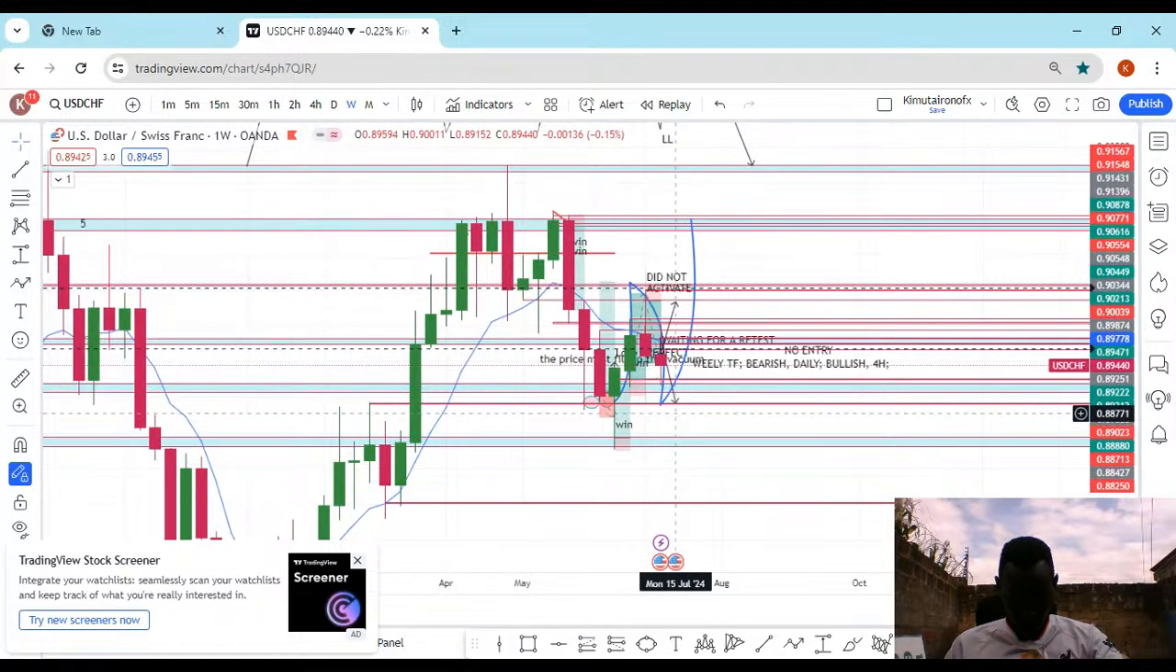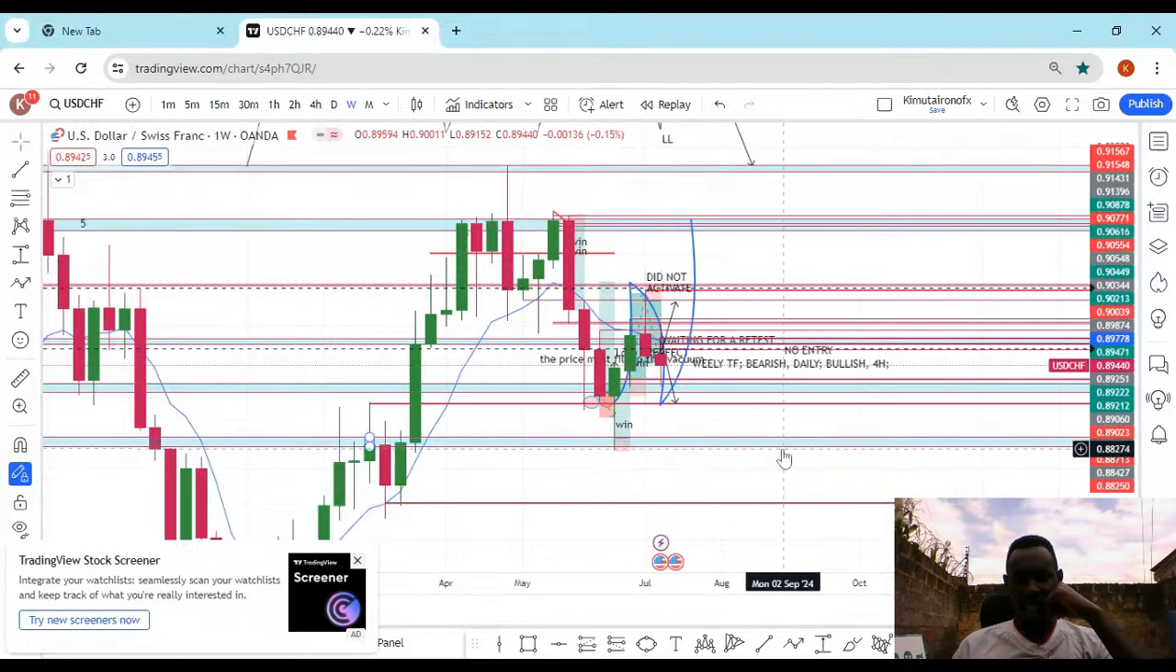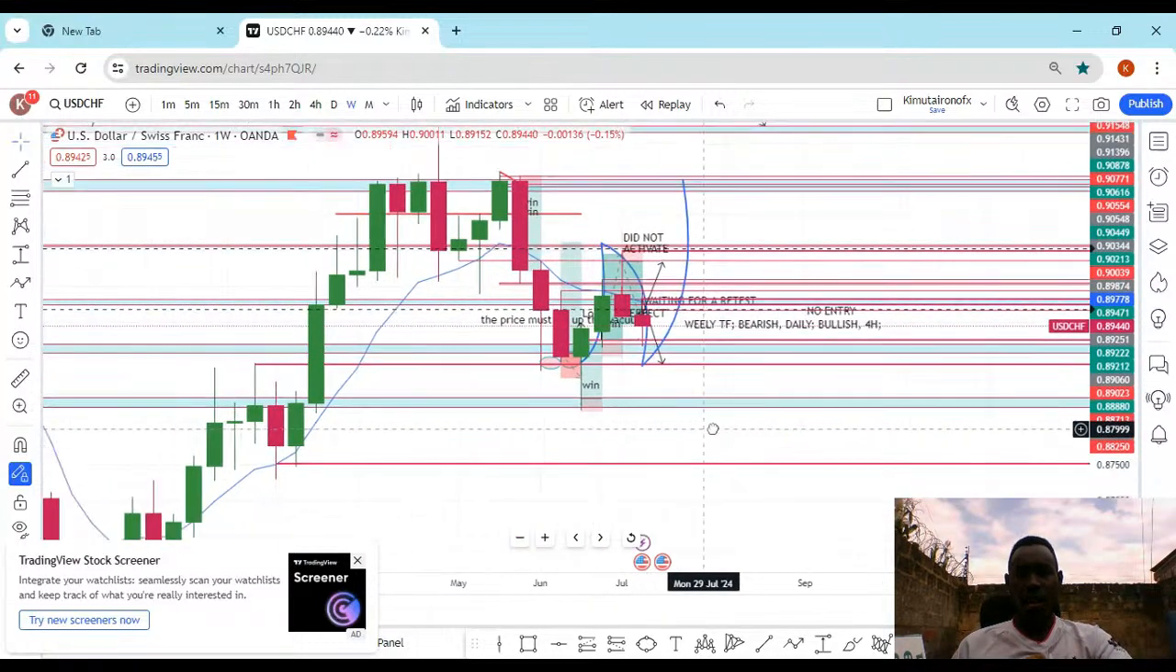Now, another thing that we're going to look at from this point is, for this week, how it played out. My analysis was made on Sunday.